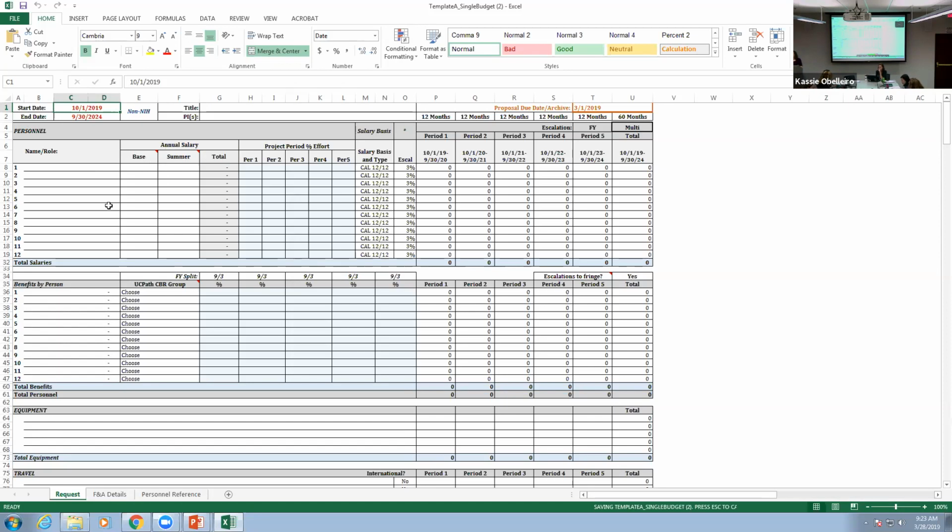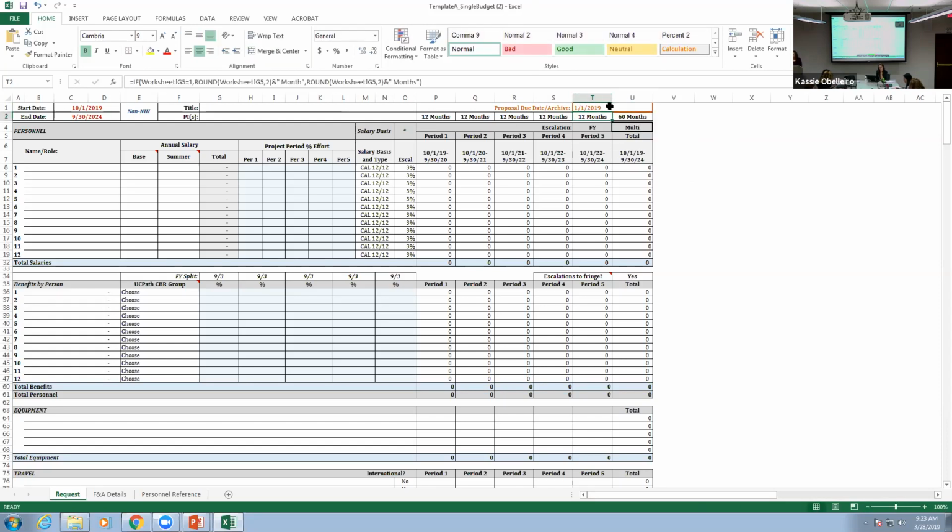So the first thing we want to do is go right up here to this proposal due date. This is important because this is where all your fiscal year escalations start from this date onward. So we want to be sure we enter something in there. And he says that the deadline's January 1, 2019. So I'm going to put that in to start with.